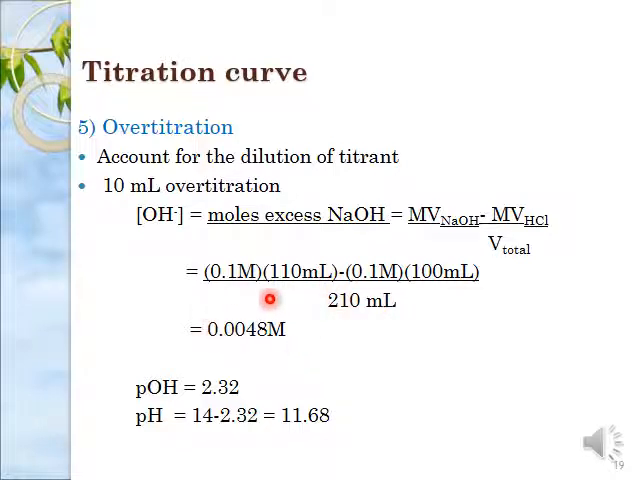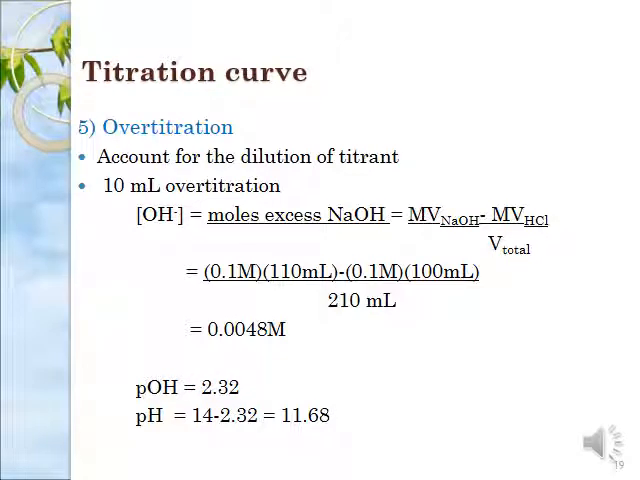So the OH is 0.0048. You negative log this, you get pOH. To find pH, subtract from 14. So this would be the pH when you over-titrate. Of course, you will expect it to be in the basic range. So you can easily detect if you make mistakes here. When you forget to subtract from 14, you end up getting an acidic pH, which is not logical.